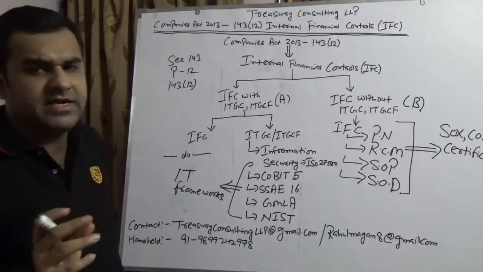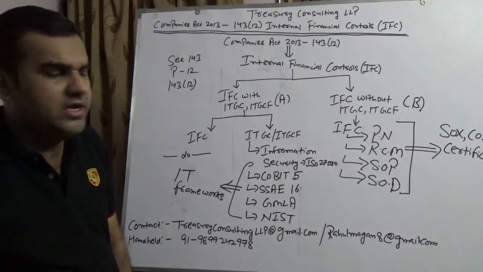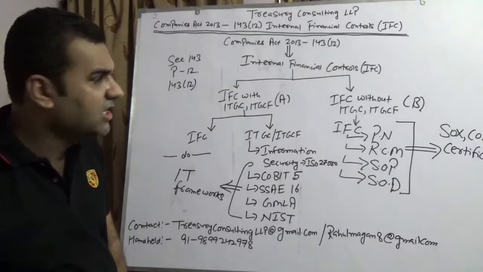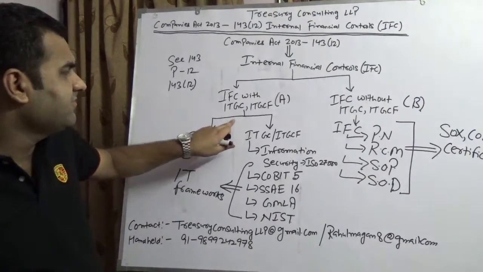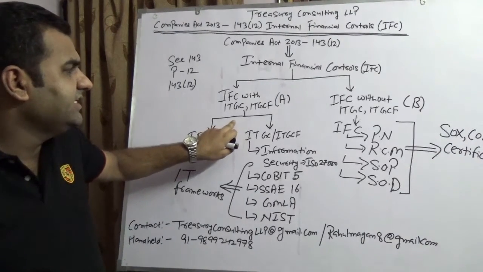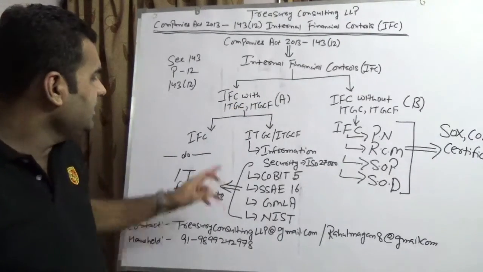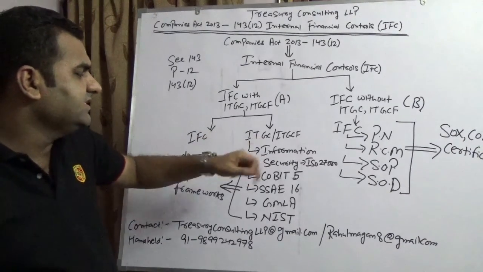Now let me re-summarize before moving forward. Companies Act 2013, 143(12) has made it mandatory for all companies to have internal financial control in place. Internal financial control is basically divided into two parts. One is internal financial control with ITGC and ITGCF. Second is without ITGC and ITGCF. The first further divides into two parts: IFC, and ITGC and ITGCF.